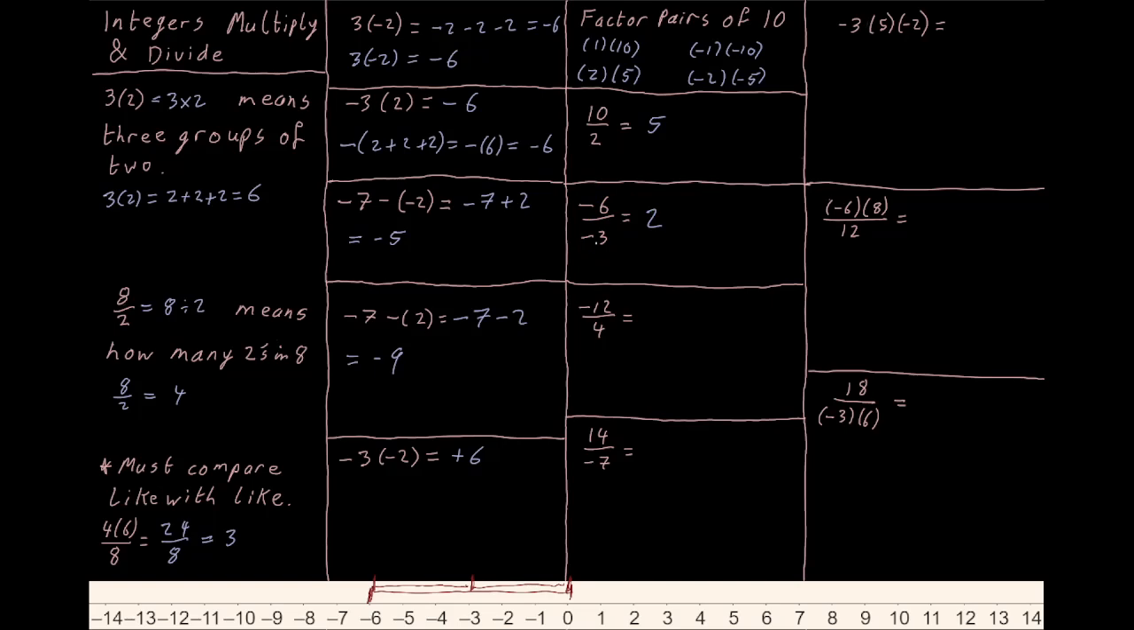But here we're comparing like with like, which we need to do with our division. We have minus 3 units, and how many of them would there be in a group of minus 6 units? There'd just be 2 complete groups. So the answer is just 2.